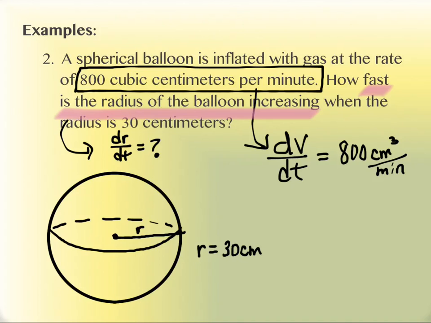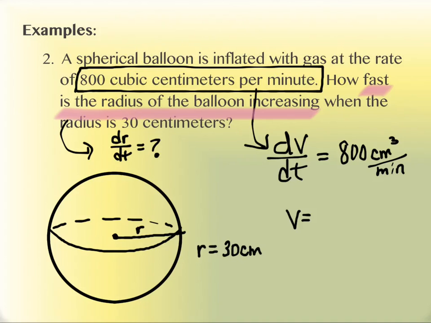So what is the relationship between dV/dt, dr/dt, r, a sphere? I mean, what am I looking for? You don't have to give me the formula, but what am I looking for an equation of? Volume. I'm looking for an equation of volume. So do you guys remember the equation of volume for a sphere? It's going to have a pi r squared in it.